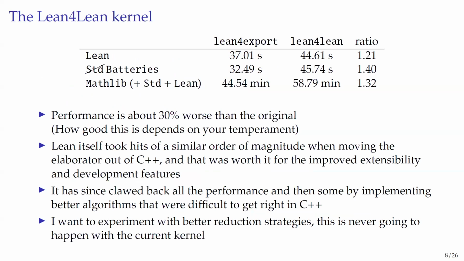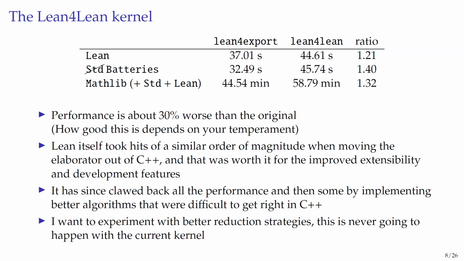All right, so here are some stats on running the Lean4Lean kernel on some stuff. The performance is about 30% worse than the original. This is quite good. I think it could be better, but this is quite good. Lean itself took hits of a similar order of magnitude when it moved the elaborator out of C++. In Lean 3, most of Lean was written in C++. In Lean 4, almost all moved to Lean. This was worth it at the time for the improved extensibility and development features, and it has since clawed back all of that performance and more by being able to do better algorithms that were difficult to get right in C++.